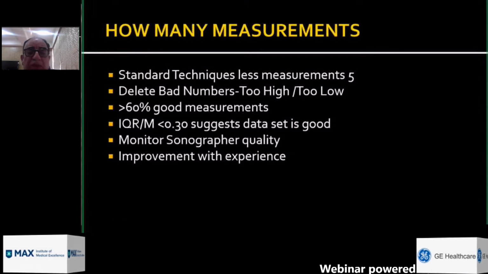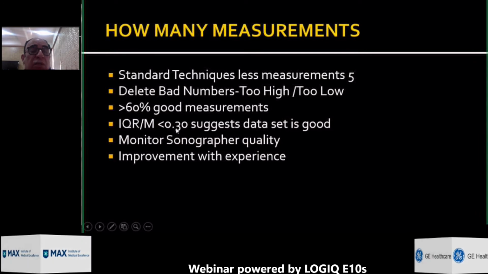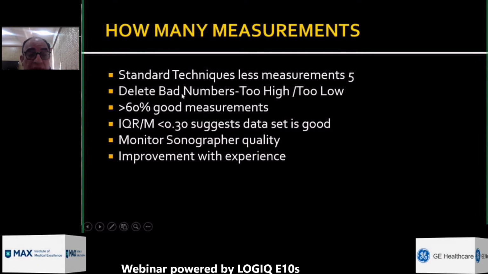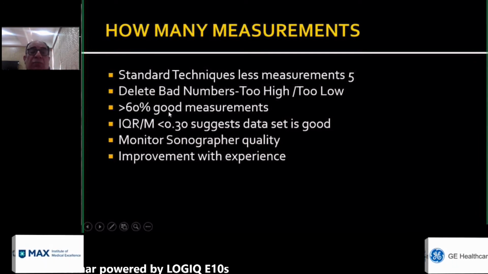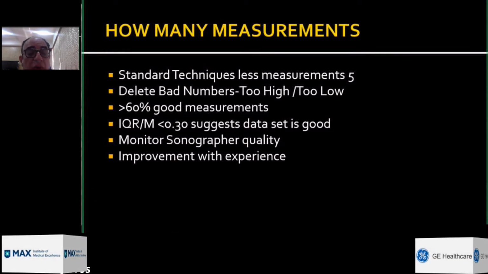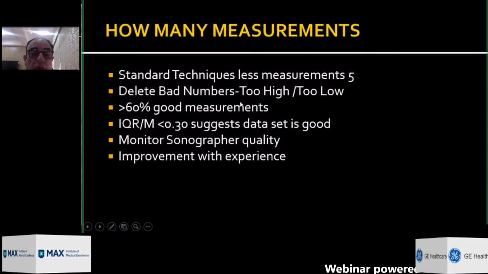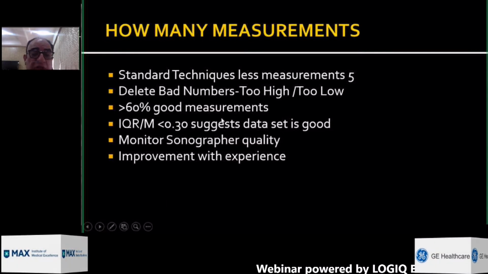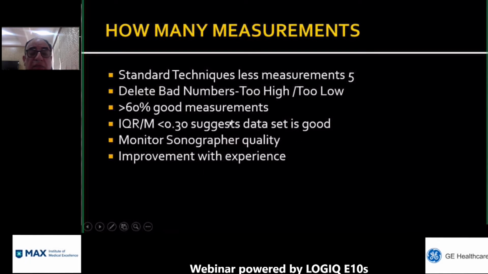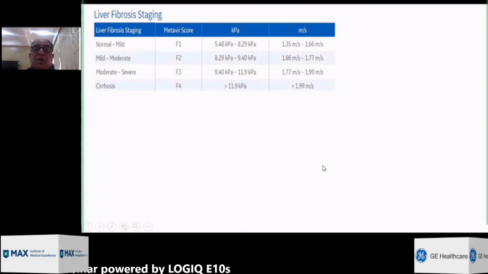How many measurements? If your IQR ratio is less than 0.30 and your quality control is good, you have got a good shear wave, as low as 5 measurements are enough. You don't need to go more than 5 measurements. And you can also take pictures of the quality control bar, and this helps us to monitor the sonographer quality, and we can make them improve with experience.